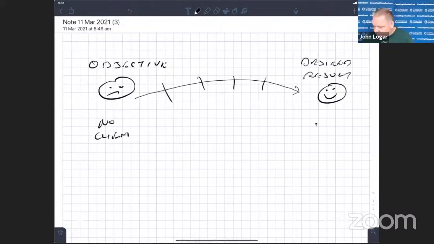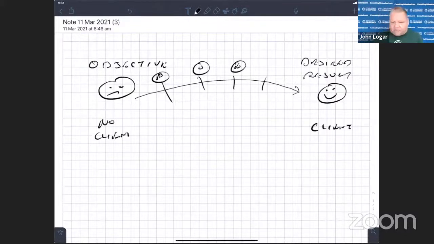No client, client. So what has to happen in between to get there? What is the thing that we've got to do? We've got to identify the problem, that's a P for problem. We've got to make the offer. We've got to look at the engagement as part of this process. If I was to break this down another way, what is our connection strategy?